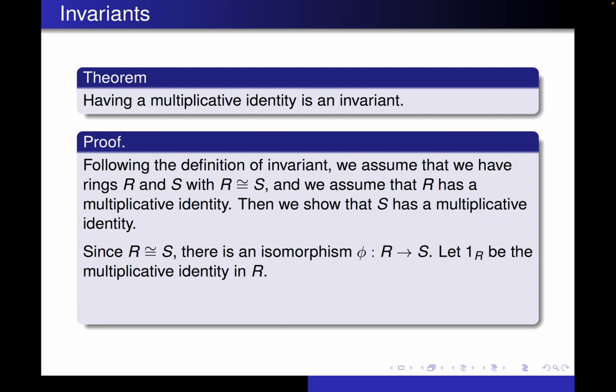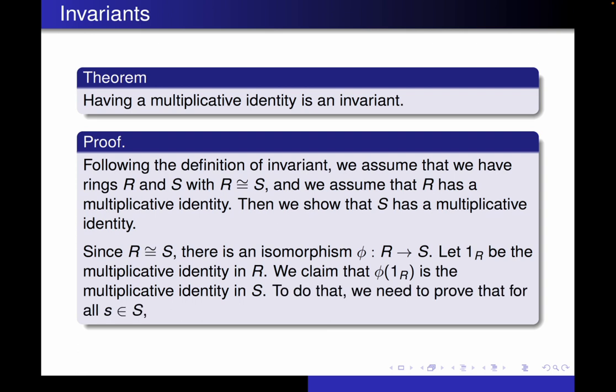Well, remember, phi takes an element in R to an element in S that plays that same role. So if we want something in S that plays the role of multiplicative identity, it makes sense that we look at phi of 1_R. Now, how do we prove that's the multiplicative identity? Well, we have to look at every element in S, every little s in S, and show that phi of 1_R times s is equal to s, and that s times phi of 1_R is also equal to s.